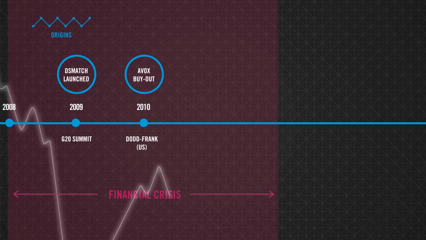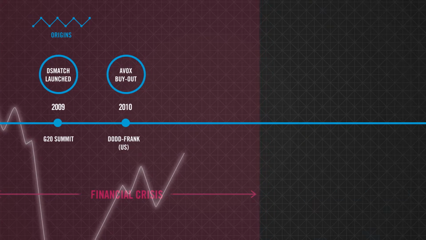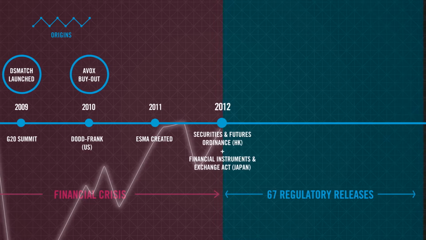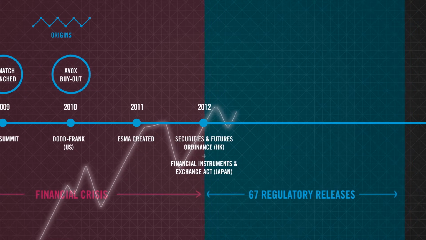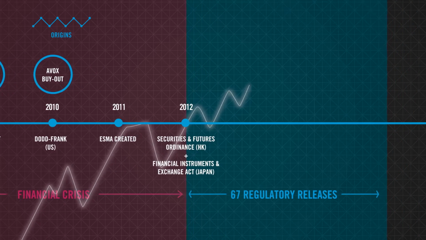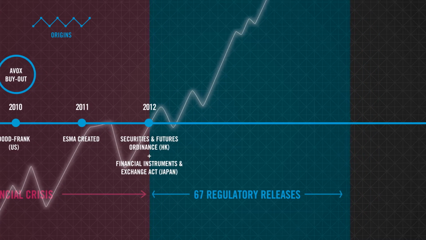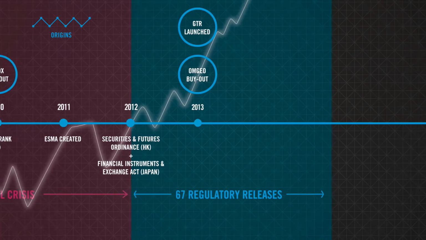In just the jurisdictions covered by GTR, 67 new and updated regulations were released over 3 years. GTR was developed to help businesses successfully face this avalanche. As such, the trade repositories from which GTR is comprised began going live in 2013.